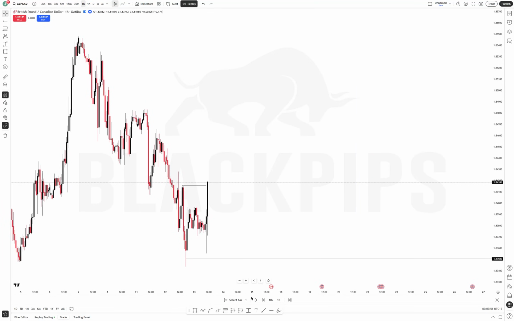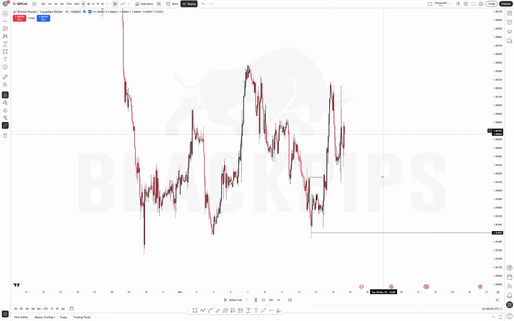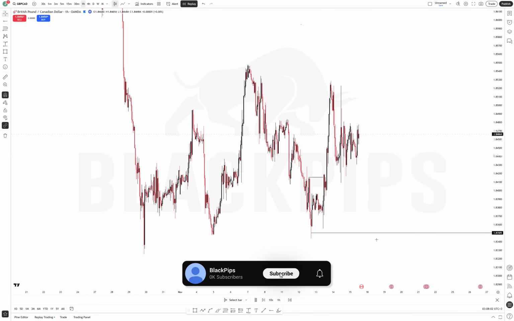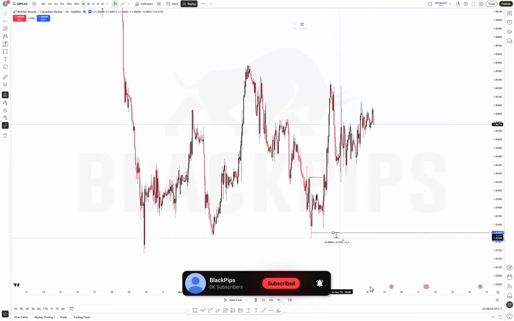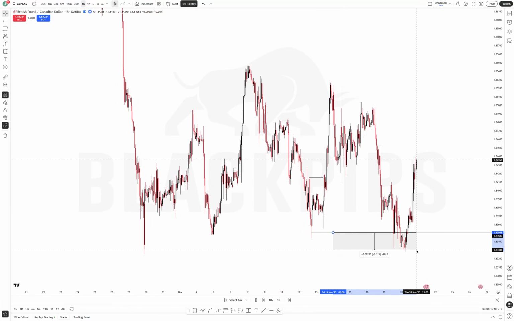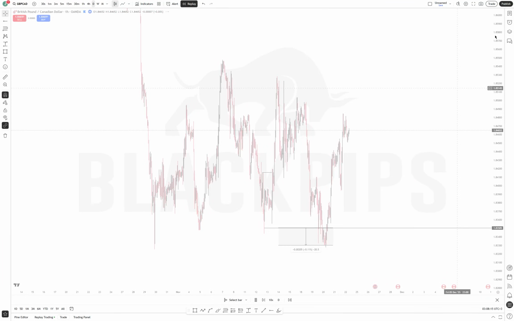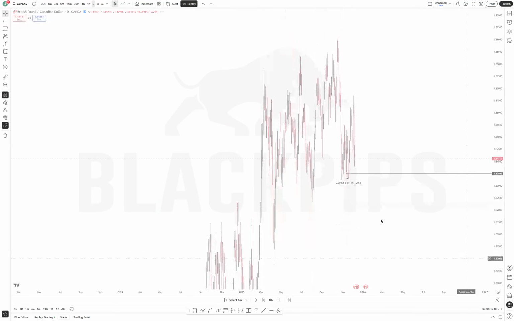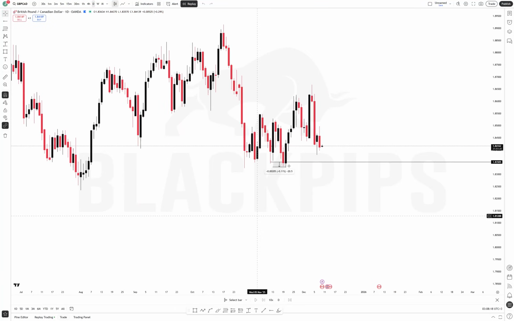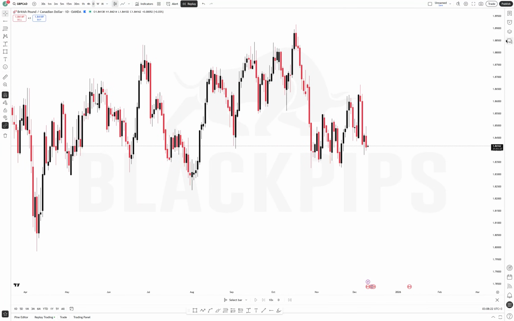So what the price did, the price went to the stop loss, as you can see, hit my stop loss and then moves above till today. Yeah, so that is how we took the entry from this GBP CAD. So that was the first pair.